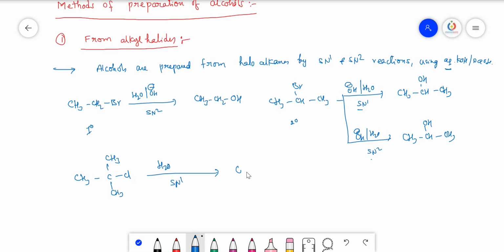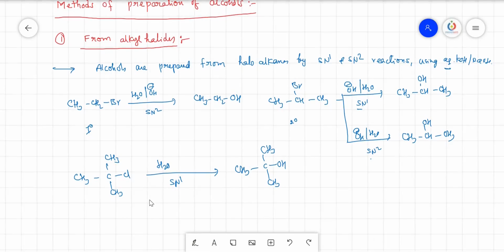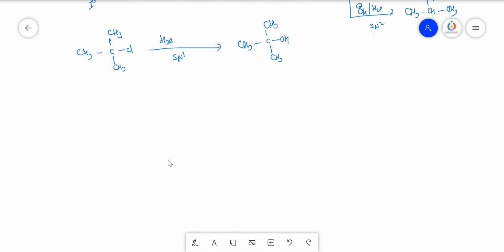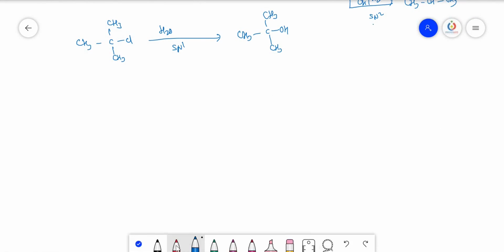So we know that by SN1 reaction, (CH3)3COH is formed. I am not discussing how many products are going to be formed. We know that here two products will be formed, a racemic mixture, and in SN2 there is Walden inversion. These discussions have been done in the SN1 and SN2 reactions. That's why here I am just revising those concepts. Now let us see how to prepare alcohols from alkenes.